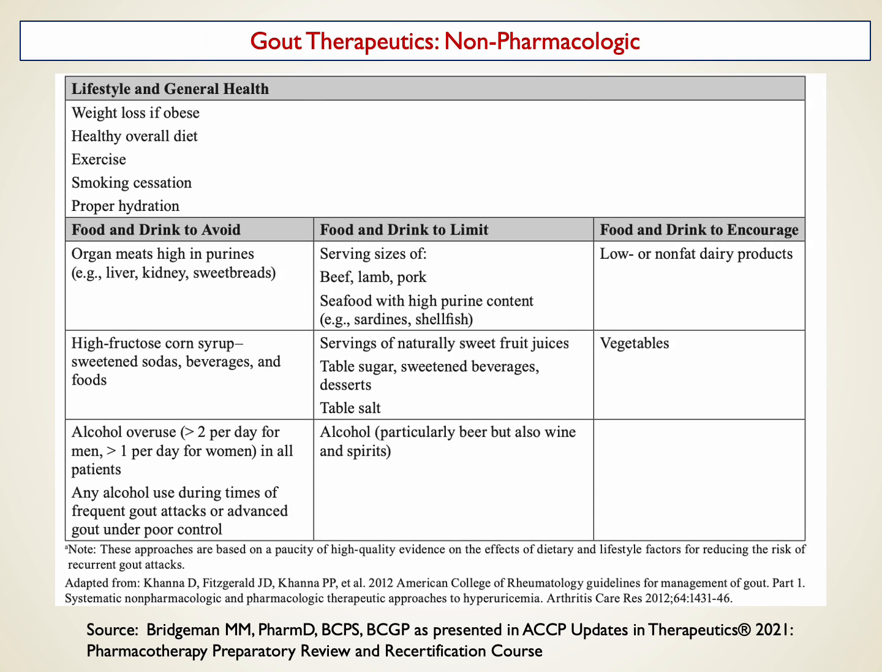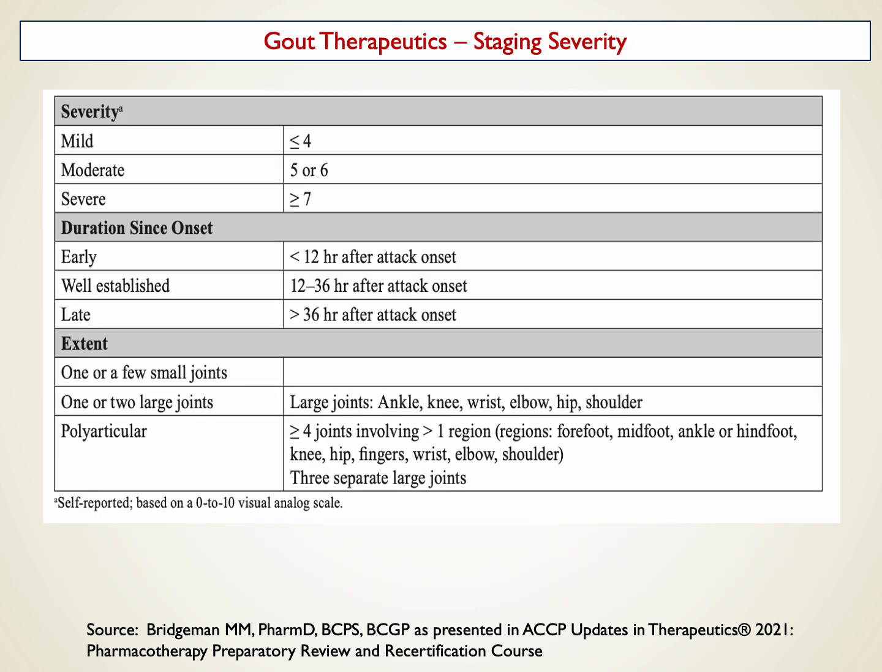The next set of slides are in older patients who have gout risk. When they have a gout risk, you want to look at what are the non-pharmacologic lifestyle things, so weight loss and diet issues, avoiding things that are high in purine, as well as exercise and smoking cessation, and limiting alcohol intake. When someone does have gout, in staging what their severity of gout is by the degree of their symptoms, the duration of their symptoms, and how many joints are involved.